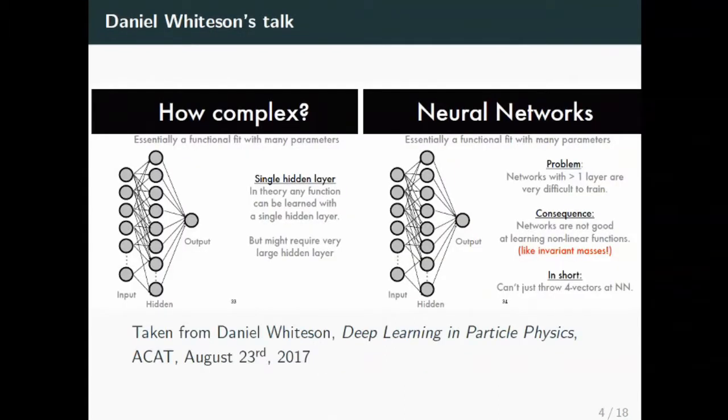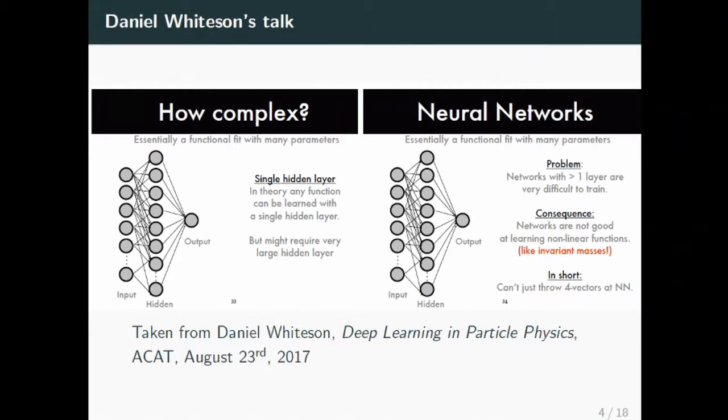So this might remind you a little bit of Daniel Whiteson's plenary talk yesterday. I want to recap a few points that are pretty relevant to what I'm talking about. In one of the slides, he mentioned that a single hidden layer can accurately model essentially any function, called the universal approximation theorem, but it's theoretical. That doesn't mean that practically we can actually use one hidden layer to learn any invariant, such as invariant mass or PT.